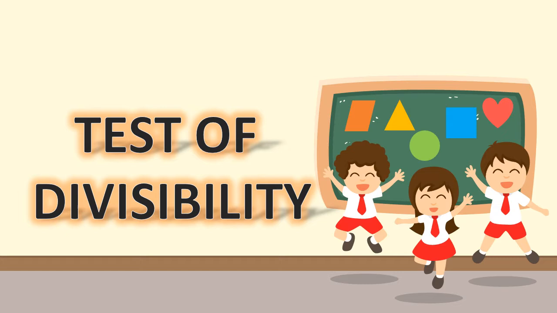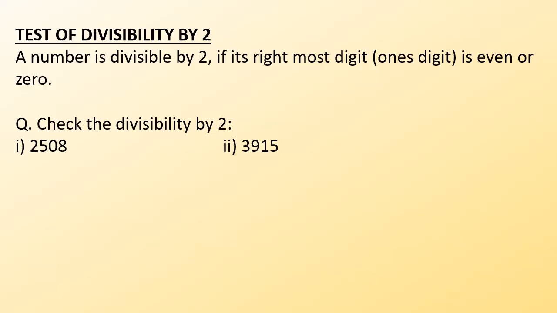Whenever we have to find if a number is divisible by another number, we use the division method to check whether the remainder is 0 or not. But we can directly find out if a number is divisible by another number by using the test of divisibility. If we use the test of divisibility, then we need not perform the actual division. So let us discuss tests of divisibility of different numbers.